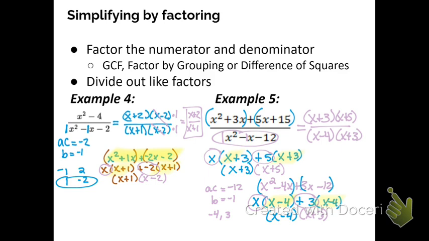And I'm looking for common factors. I have an x plus 3 in both my numerator and the denominator that divide out to 1. x plus 3 divided by x plus 3 is 1. So then my final answer, 1 times the quantity x plus 5 is x plus 5 in my numerator. And in my denominator, x minus 4 times 1 is x minus 4. So my final answer is x plus 5 over x minus 4.